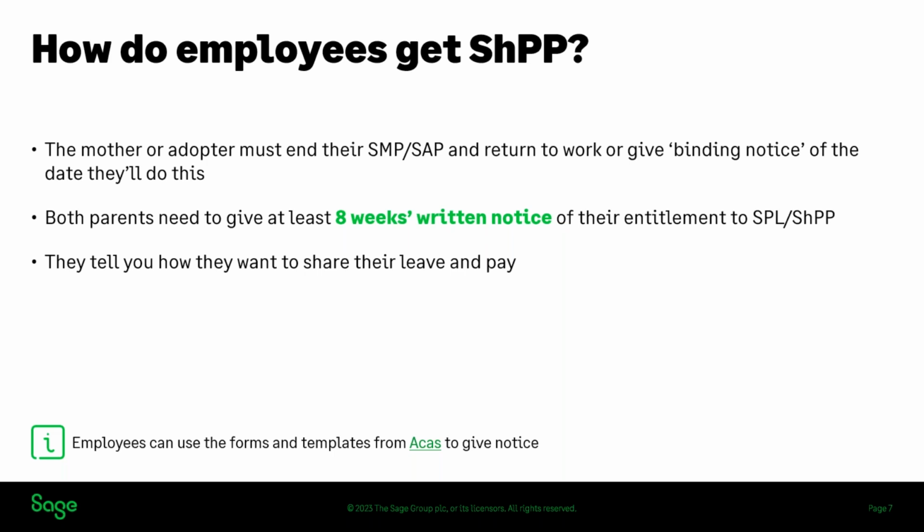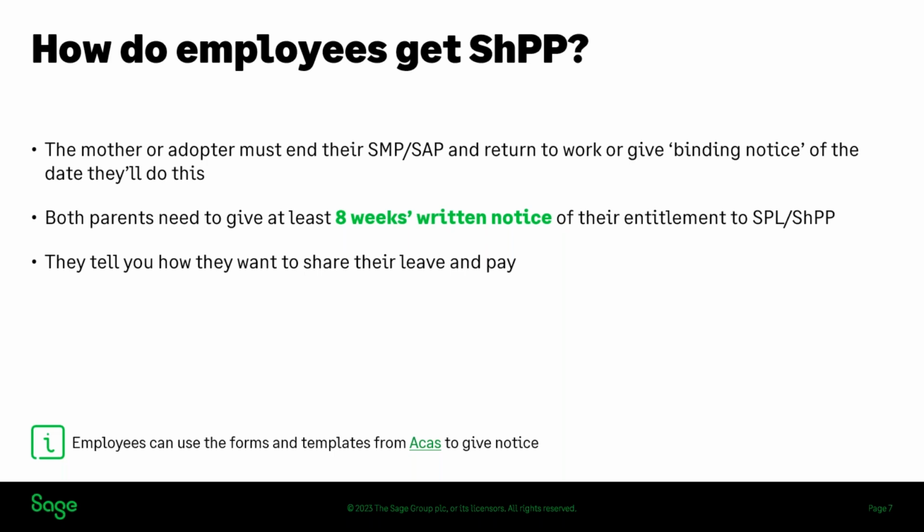So how does an employee get shared parental pay? Well, as mentioned, the mother or adopter must end their statutory maternity or adoption pay and either return to work or give binding notice of the date that they will do this. Both parents will then need to give you at least 8 weeks' written notice of their entitlement to take shared parental leave and pay. They will then tell you with that request how they intend to share the leave and pay between them.